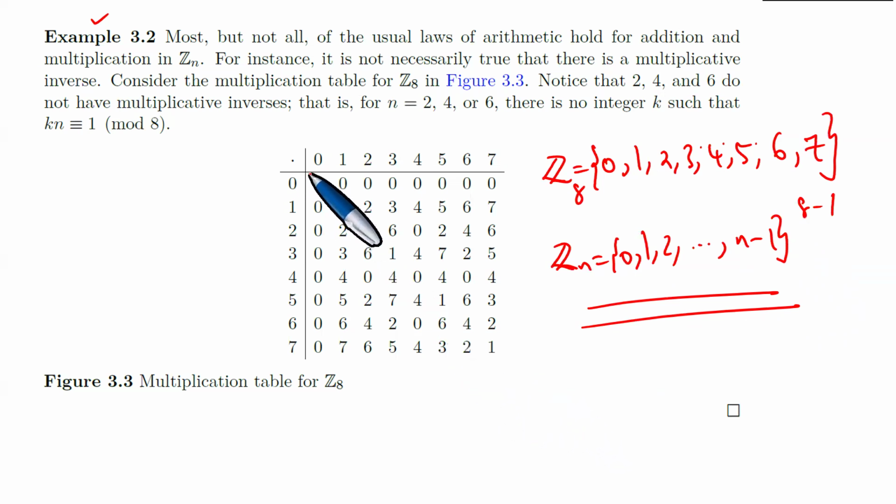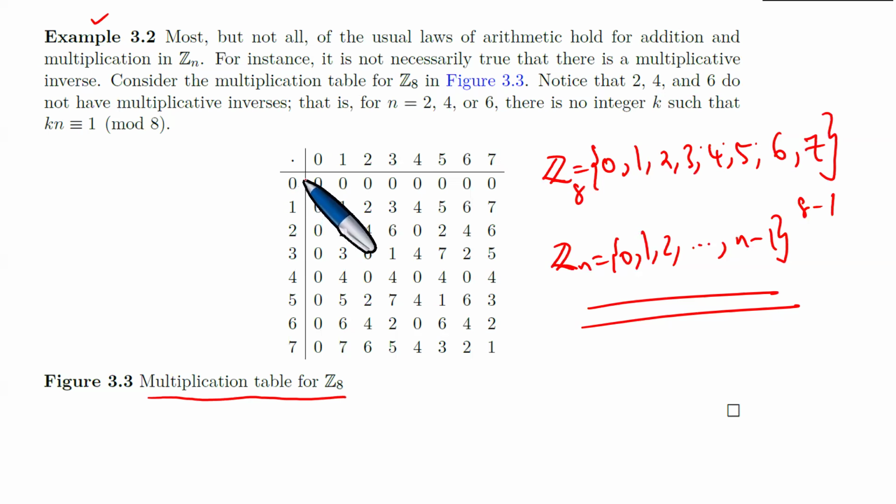Right, so in the end, we have 0, 1, 2, 3, 4, 5, 6, 7. Then we have 0, 1, 2, etc. We have just put these elements horizontally and vertically, and obviously, we are investigating multiplication modulo n. So this is sort of the multiplication table for Z8.